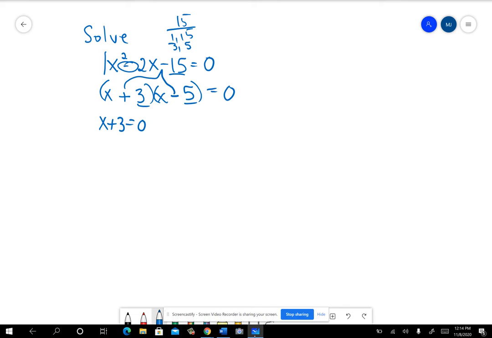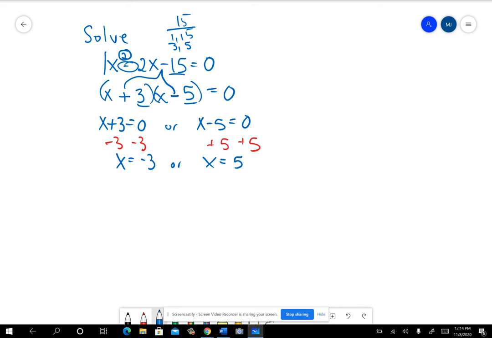So now I'm going to set them equal to 0. Okay. On this one, I'm going to subtract 3 from both sides. Here, I'm going to add 5 to both sides. And I wind up with x equaling negative 3 or x equaling positive 5. So those are my two solutions. All right, so that one really was a quadratic equation. It was degree 2, so I was able to use the techniques we normally use.